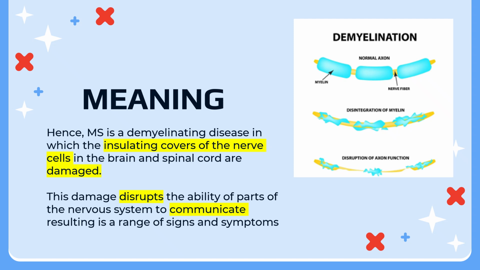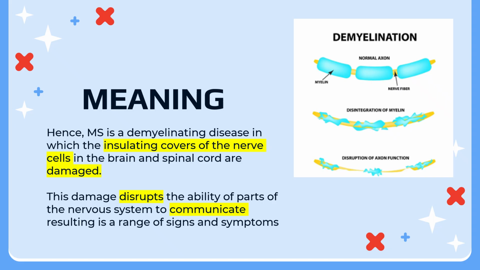Now, what do you mean by demyelination? As you can see in the picture, there is a normal axon where there is a myelin sheath around the nerve fiber. What happens in demyelination? As you can see, the myelin is disintegrated. When the protective covering goes out from the axon, the axon also starts getting disrupted. So multiple sclerosis is a demyelinating disease in which the insulating covers of the nerve cells in the brain and the spinal cord are damaged.